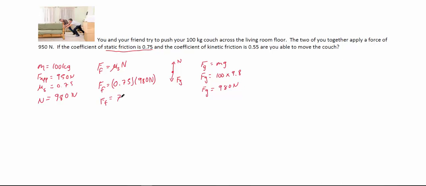we get 735 newtons. So what that means is that friction is pulling backwards against the movement with 735 newtons, but we are applying a force of 950 newtons. So that force is a little bit larger than the force of friction, which means yes, we are able to move the couch. And that's how you would solve that problem.